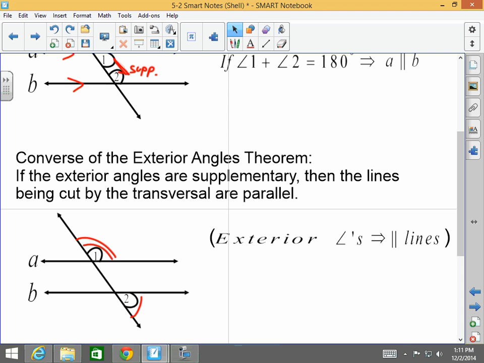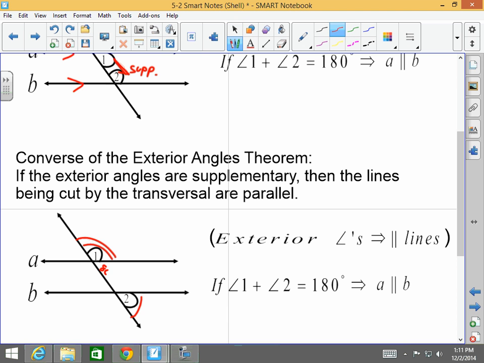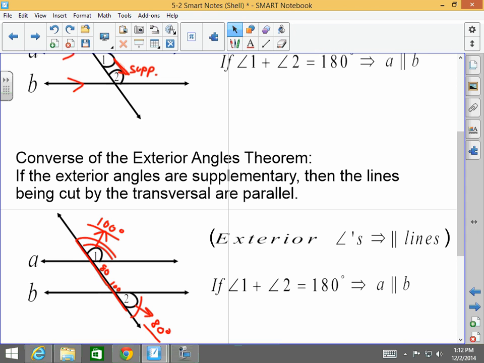Okay? If exterior angles are supplementary, then the lines are parallel. So in this case, if angle 2 plus angle 1 equals 180, then line A is parallel to line B. Just so you can understand, this comes directly from the same side interior angles theorem. Let's say that this was 80 and this was 100. Doesn't that mean that now, because this is a straight angle, that's 100? And doesn't that mean that angle 2 now is 80? And isn't 80 plus 100 180 as well?